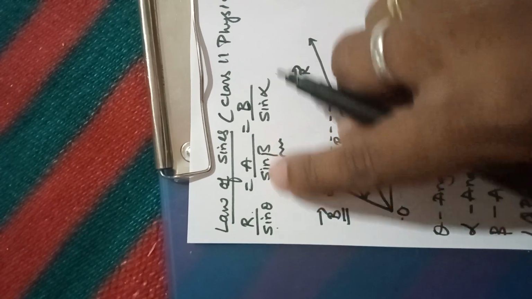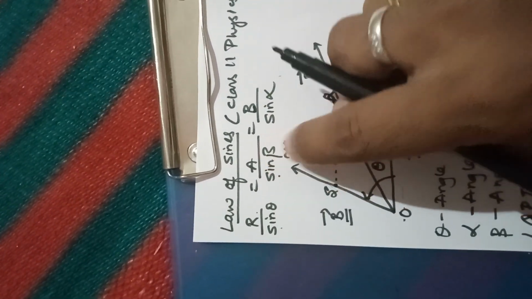We have actually partially derived this: B by sine alpha is equal to R by sine theta. What we need is to somehow prove that these two are equal to A by sine beta. For that, let's take the help of some more constructions.